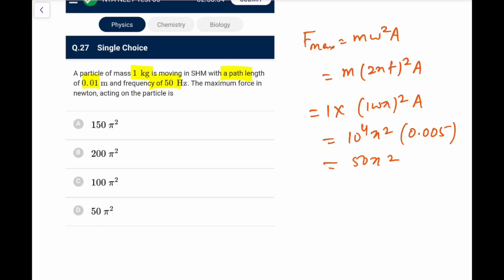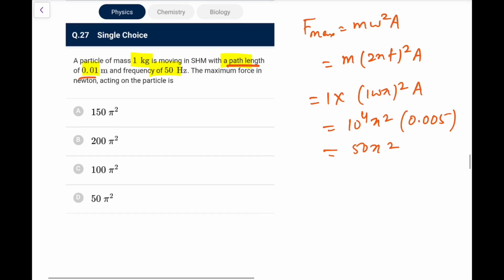And the answer they have given is 100 pi square. So this path length they have taken to be amplitude. I don't know what to take. For me it should be 50 pi square. They have given 100 pi square, so I'm not marking anything because it is a dubious term. Ideally, if it had been amplitude, it would be even easier. So it depends on what you interpret.